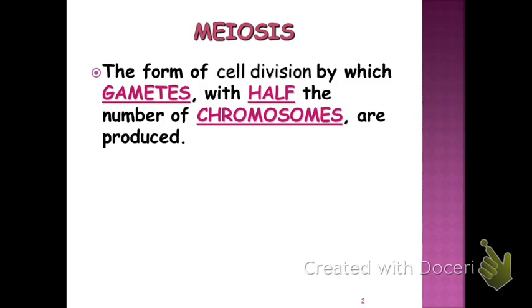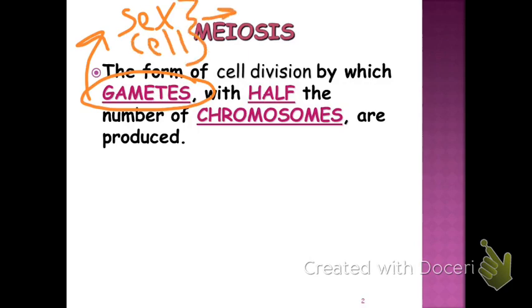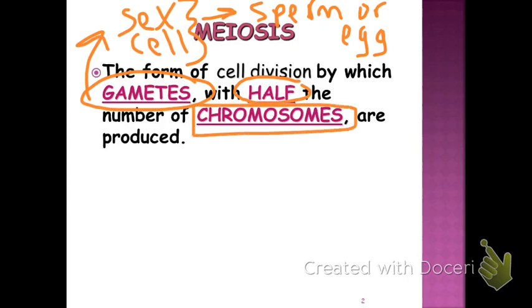Right, the process of meiosis is a form of cell division by which gametes with half the number of chromosomes are produced. Okay, so a gamete, a little bit of a vocab lesson here first. Gamete, this is simply a sex cell or reproductive cell, okay? And so this could be either a sperm cell if you are a male or an egg cell if you're a female, okay? So that's all a gamete is, sperm or egg. Right, these sperm or egg cells, or gametes, are going to have half the number of chromosomes. Okay, so half the number of chromosomes so that when they combine, we're going to get a full set.